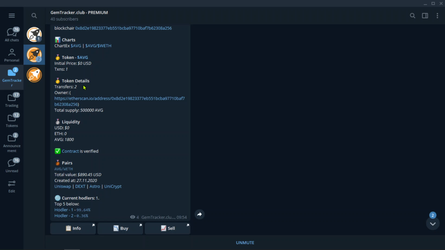In the token details, we can track the transfers, so basically how many times tokens were moved between addresses. It could be that tokens were transferred between the owner and the team address to create fake transactions, so it's a good idea to compare them with the smart contract creator and owner. And right here we can conveniently see the address of the owner.